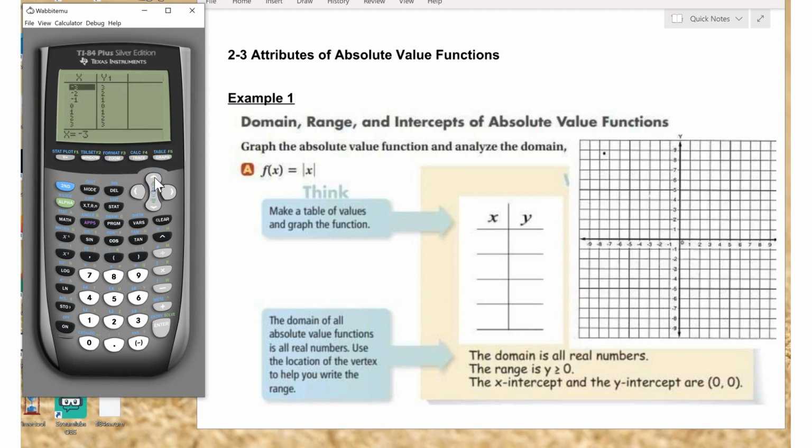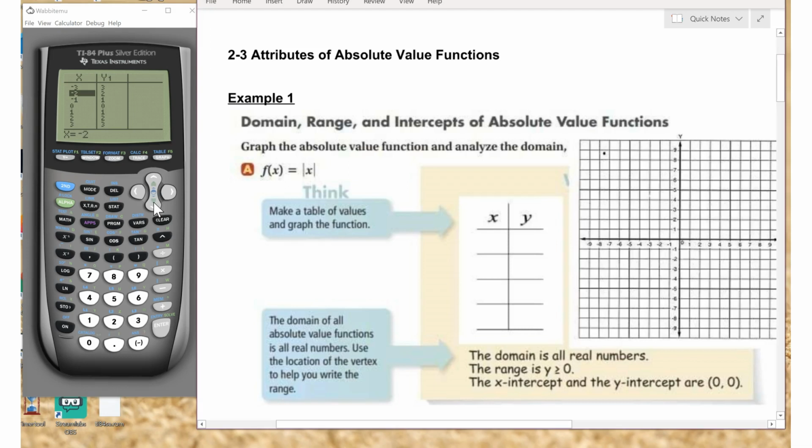And I like sometimes to start at -3, or let's say -2. It doesn't matter where you want to start. So when x is -2, the absolute value of -2 is 2. When x is -1, the absolute value is 1. 0, the absolute value is 0.